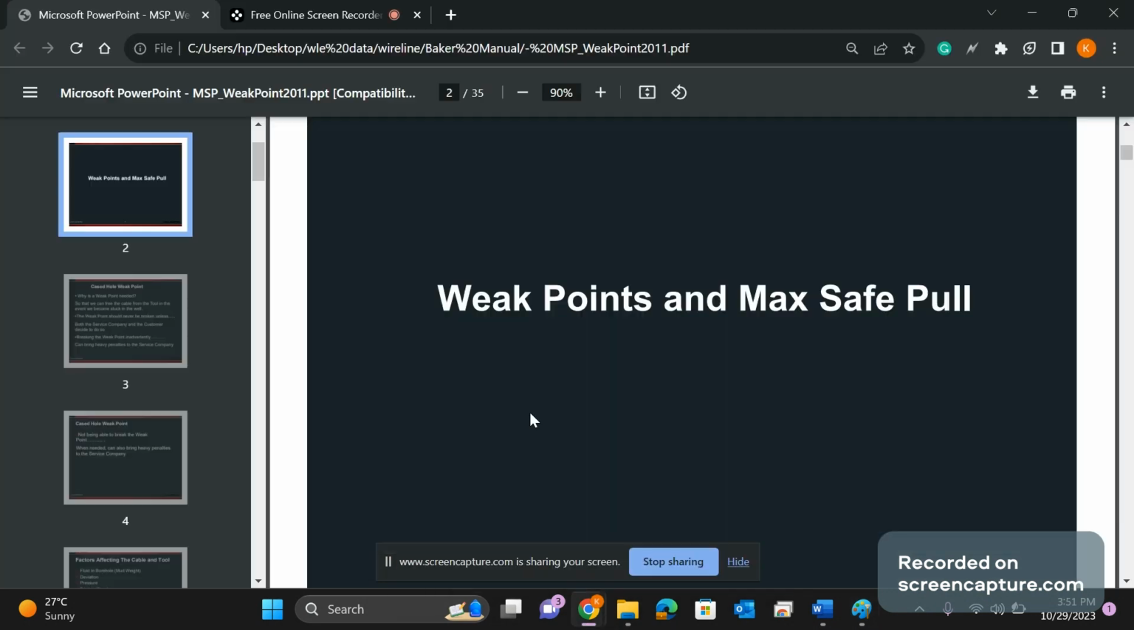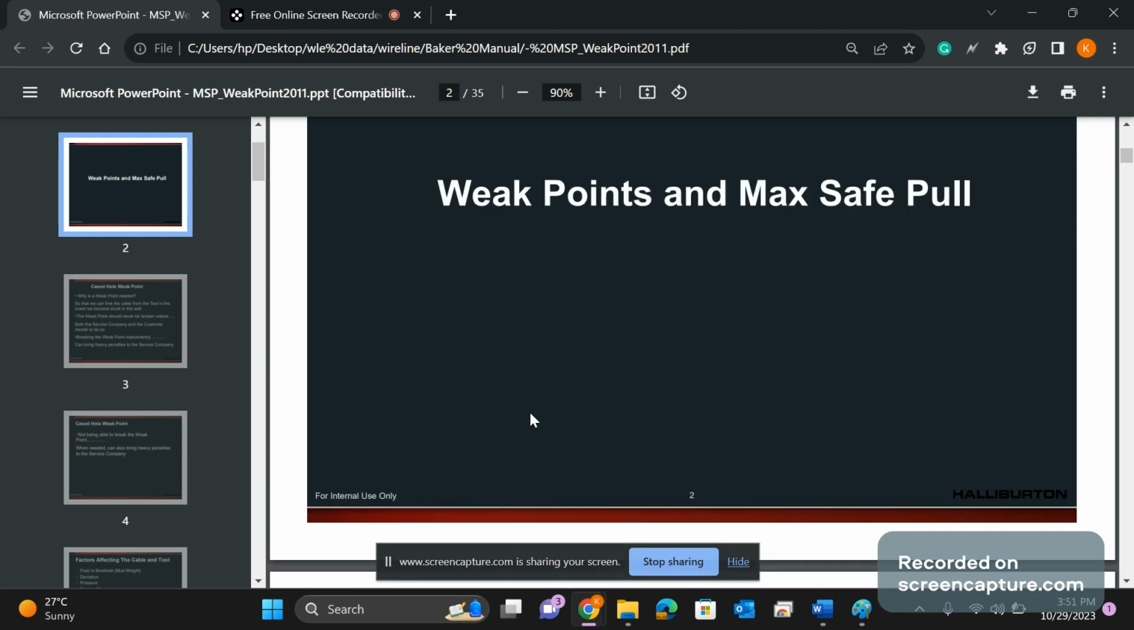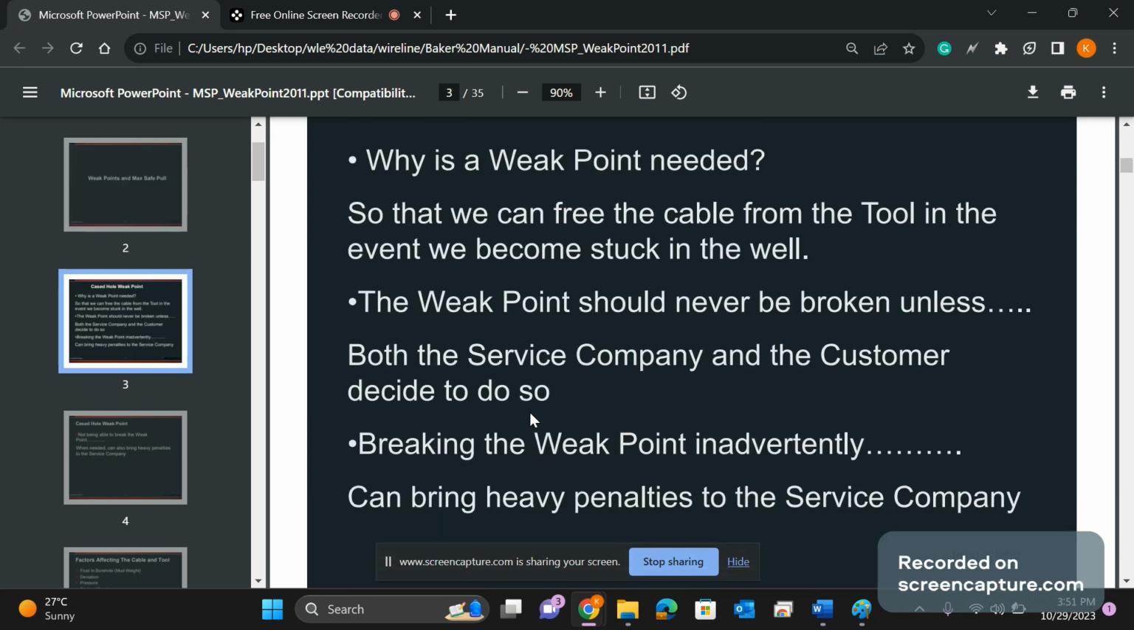Moving to the slide part, the question is why we need a weak point. If the tool gets stuck in the well and we want to free it, we have to free the cable from the tool. Then we will use fishing operations to get our tool out.